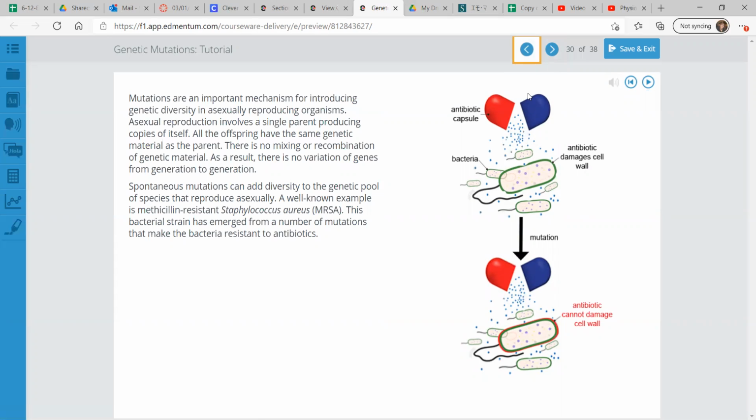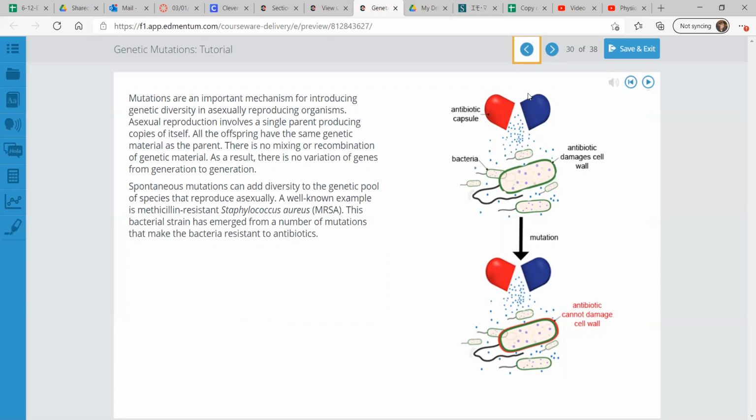Mutations are an important mechanism for introducing genetic diversity in asexually reproducing organisms. Asexual reproduction involves just one parent producing copies of itself. All offspring have the same genetic material as the parent. There is no mixing or recombination of genetic material. So as a result, there's no variation in genes from generation to generation.